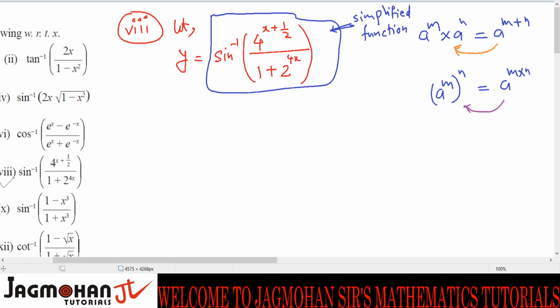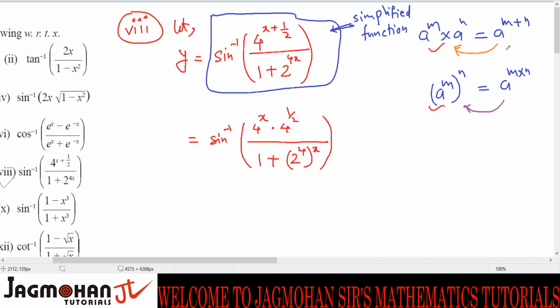So here, the next step I write as sine inverse of 4 raised to x into 4 raised to half. So 4 raised to half will be root of 4, that is equal to 2. And here I write 1 plus 2 raised to 4 the whole raised to x, and the bracket is closed. You understand? I have made use of both the identities, this and this. Okay, next.